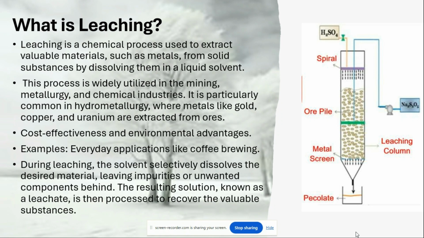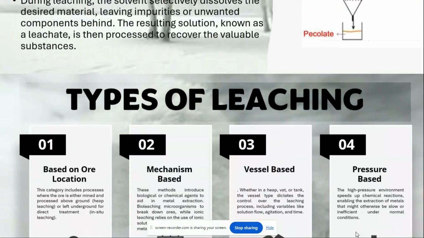The leaching column is between the ore pile and the metal screen that separates the hard substances from our desired materials. In this specific example, H2SO4 and Na2S2O5 are used as liquid solvents.